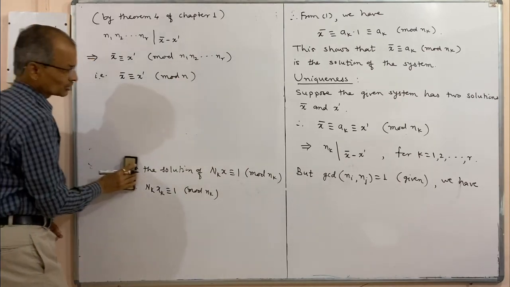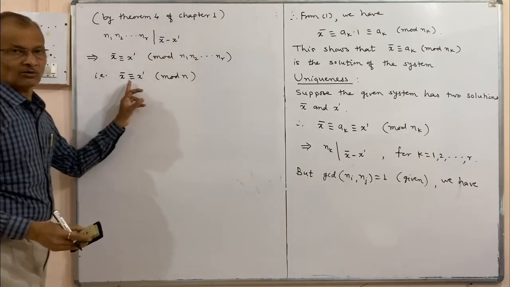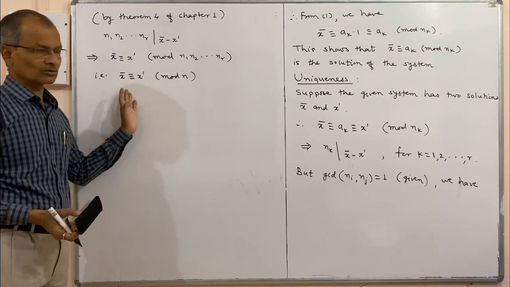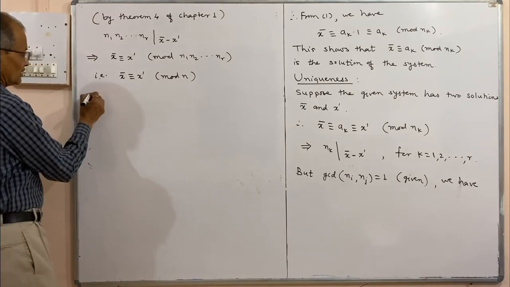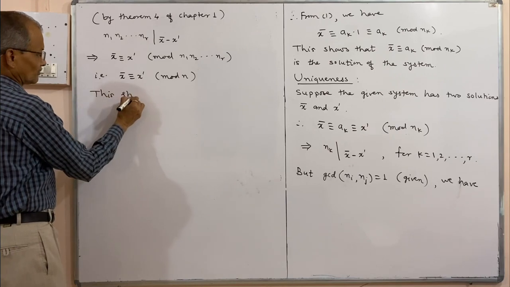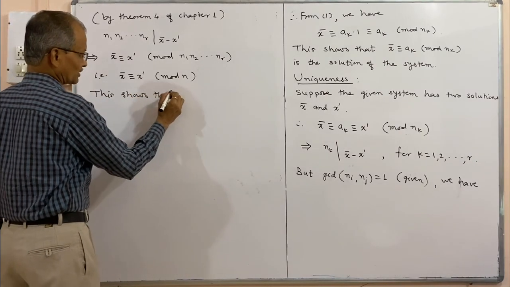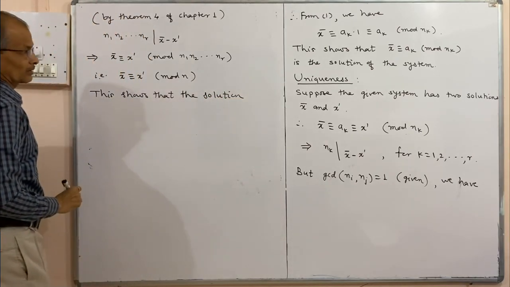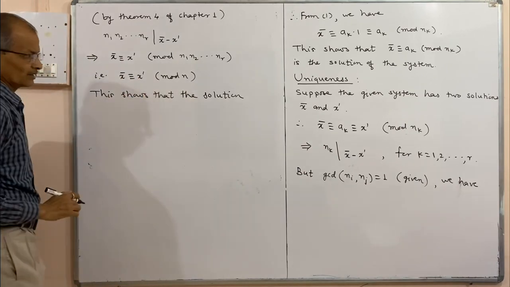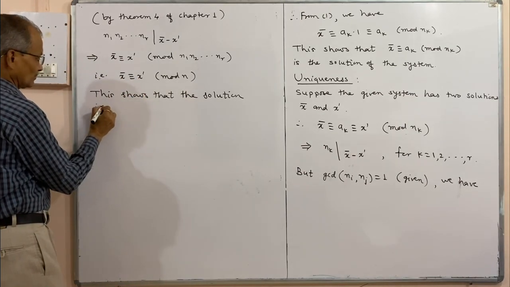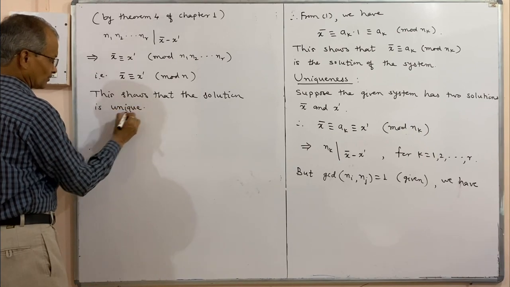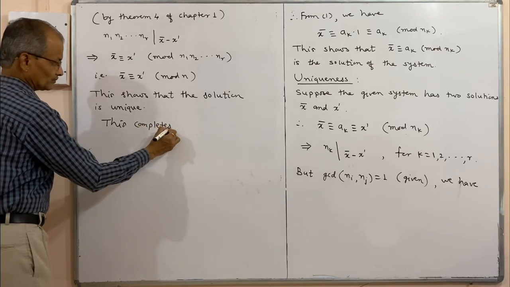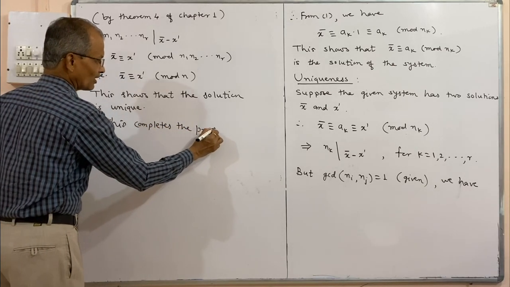And this shows that the solution is unique. That means the two solutions are congruent to each other, and that means they are the same. We don't consider congruent solutions different. And this shows that the solution x dash or x bar is unique. And this completes the proof of the Chinese remainder theorem. So thus we have proved the theorem.